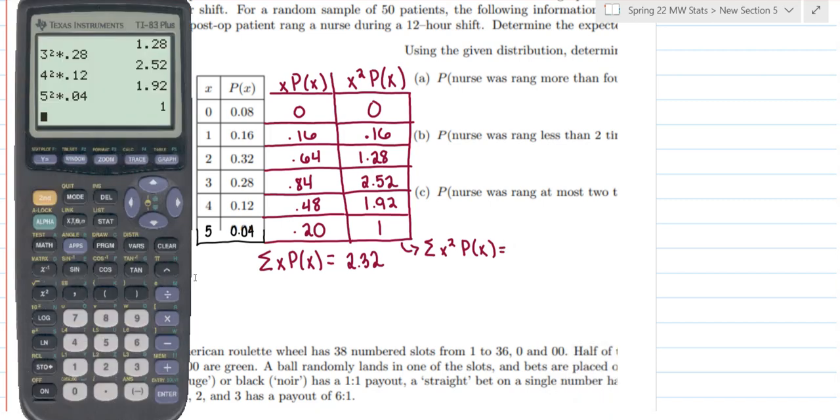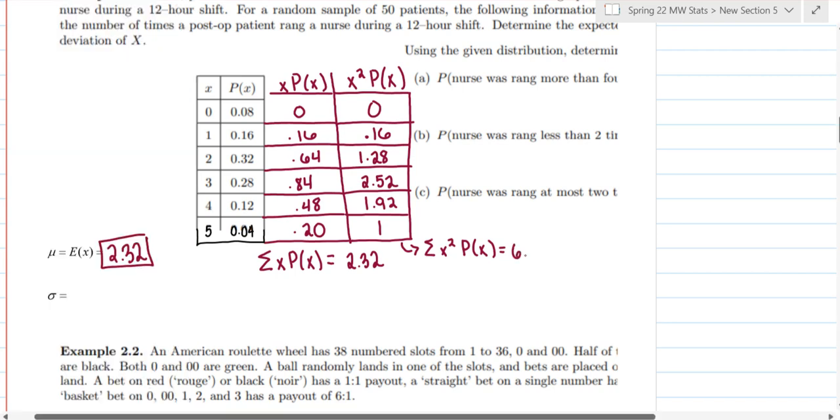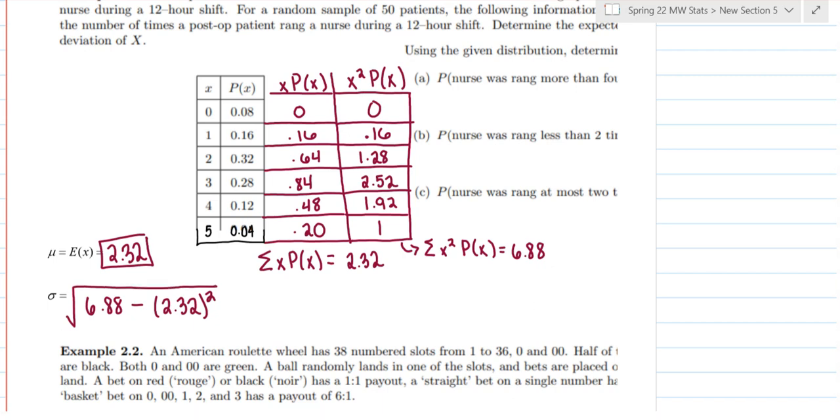So let's see what we've got here. We've got 0.16 plus 1.28 plus 2.52 plus 1.92 plus 1. So 6.88. Then we're going to take that over to the formula. So we have the sum of x squared, p of x, which is 6.88, minus the mean squared, 2.32 squared, and then the square root of that. Okay, so sum of x squared, p of x, minus the mean squared.